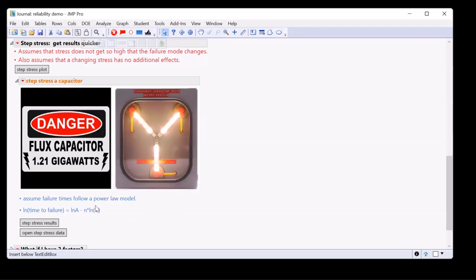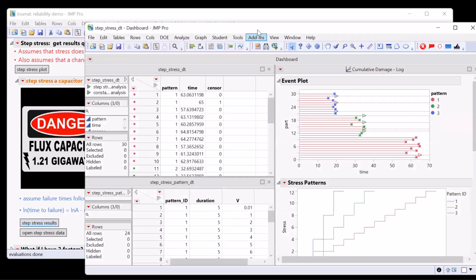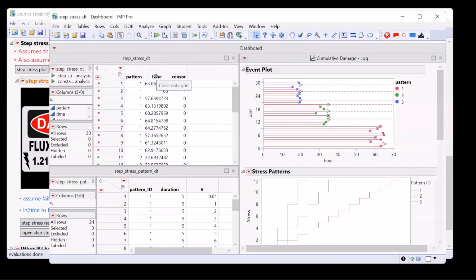So we're going to use the power law model again, okay? And we have our log time to failure is going to be some intercept term, and we're going to have the power law exponent n and log b. So here are the results. I have this in a dashboard.